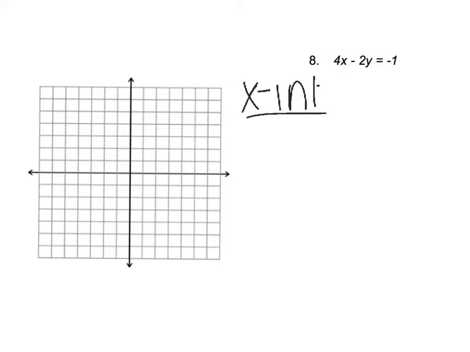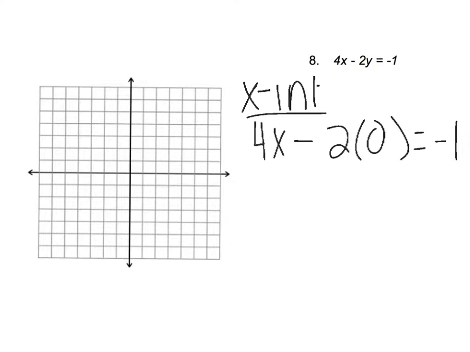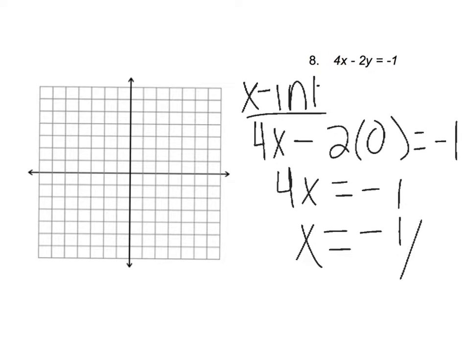And by doing that, I'm going to replace the y value with 0. So 4x minus 2 times 0 equals negative 1. We've got 4x equals negative 1. And I get x to equal negative 1/4. I'm going to put that coordinate up here and keep that.